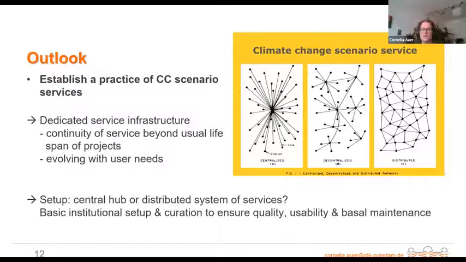But the question, of course, is what would be the setup? Would it be a central hub or rather a distributed system of services? So would it be one service or would it be a multitude of services? But we would like to encourage that there should be at least some basic institutional setup and curation so that quality, usability, and basal maintenance are ensured.